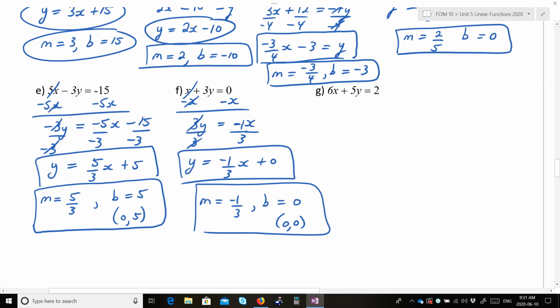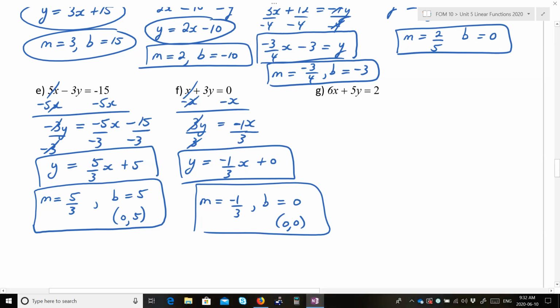And let's check some answers here before we move on. Letter C, they've got the negative 3/4 x minus 3. And then they've got negative 3/4 and minus 3. Letter D looks good. Letter E, everything is looking good.